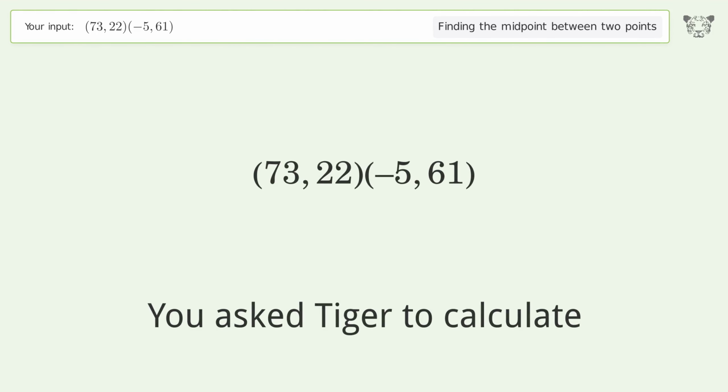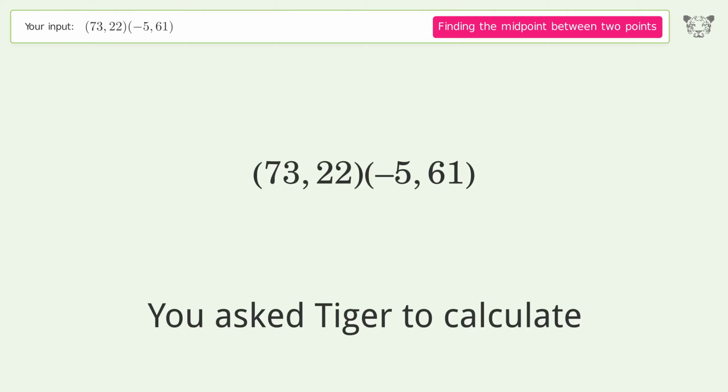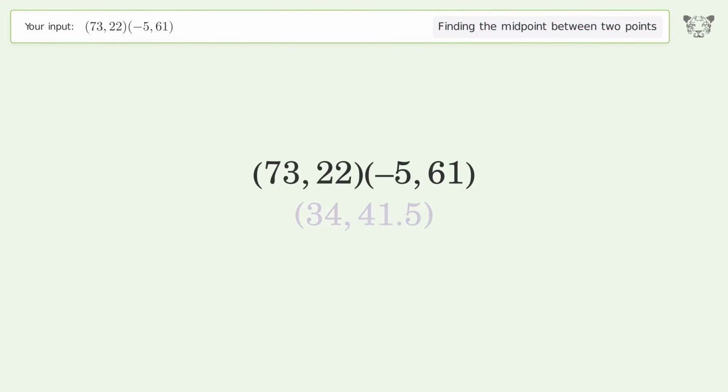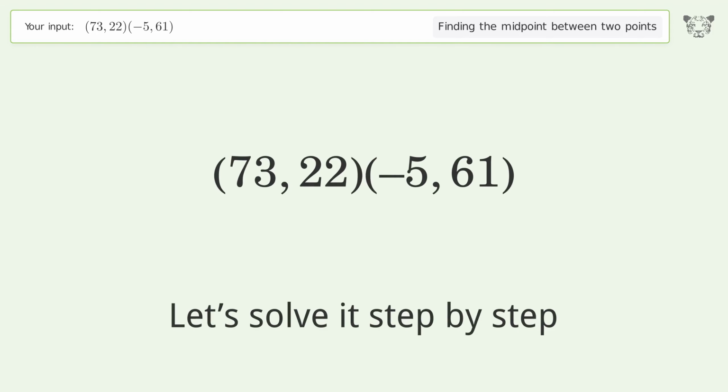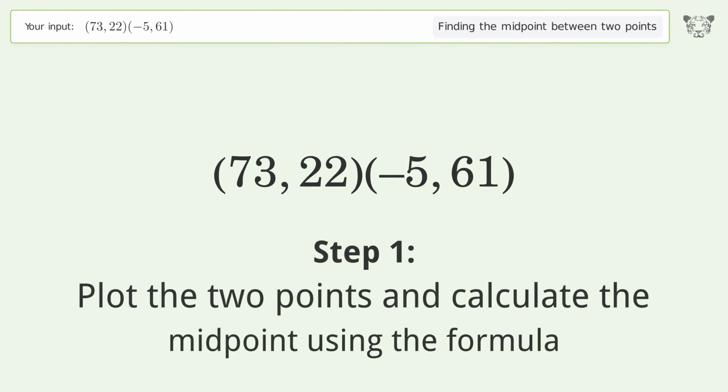You ask Tiger to calculate. This deals with finding the midpoint between 2 points. The midpoint between the 2 points is 34, 41.5. Let's solve it step by step. Plot the 2 points and calculate the midpoint using the formula.